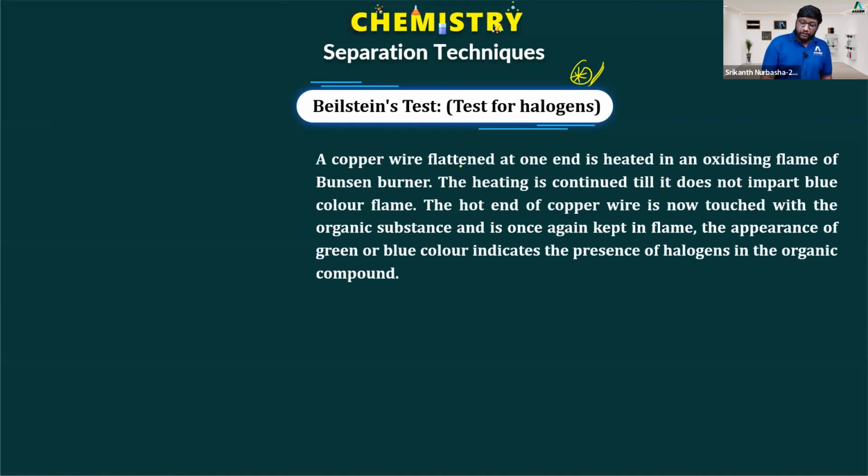A copper wire flattened at one end is heated in an oxidizing flame of a Bunsen burner. The heating is continued till it does not impart blue color to the flame. The hot end of the copper wire is now touched with the organic substance and is once again kept in the flame. The appearance of green or blue color indicates the presence of halogens in the organic compound. Got it or not? Simple, right?